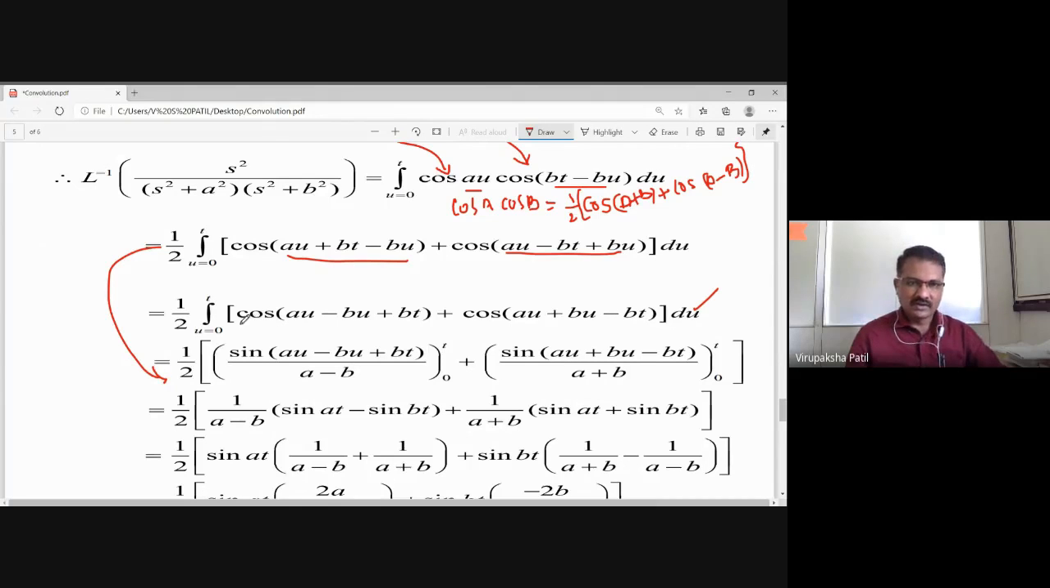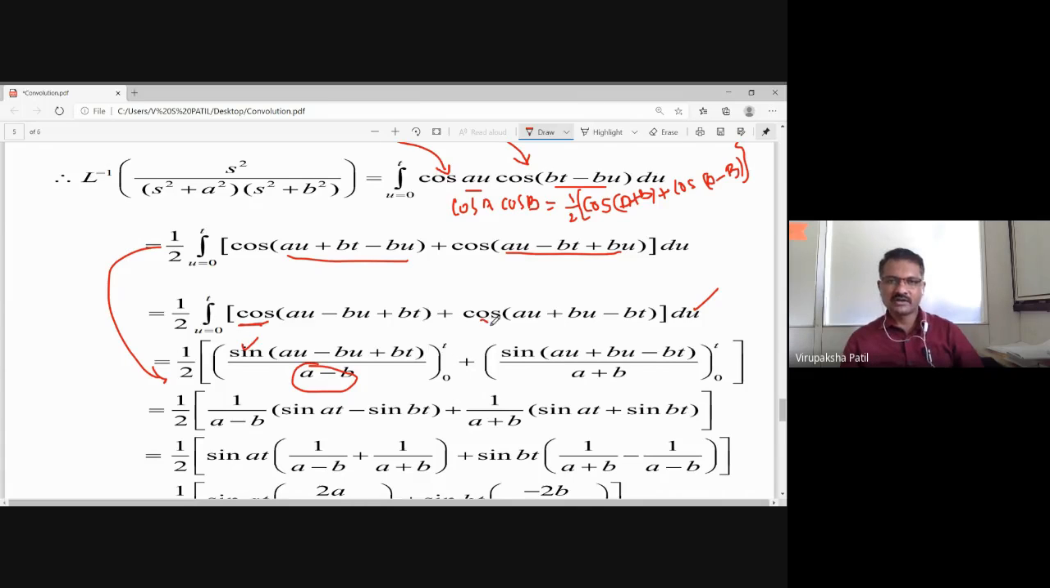So integration of cos, don't worry about this angle, you will think of this later. Integration of cos is sine, we have written here, plus sine we have written here. That angle is au minus bu plus bt. You are integrating with respect to u, means constant term's coefficient of u should be taken in the denominator. That is, if you take u common here, that becomes a minus b. So we have written here a minus b. Limits are u is equal to 0 to t.